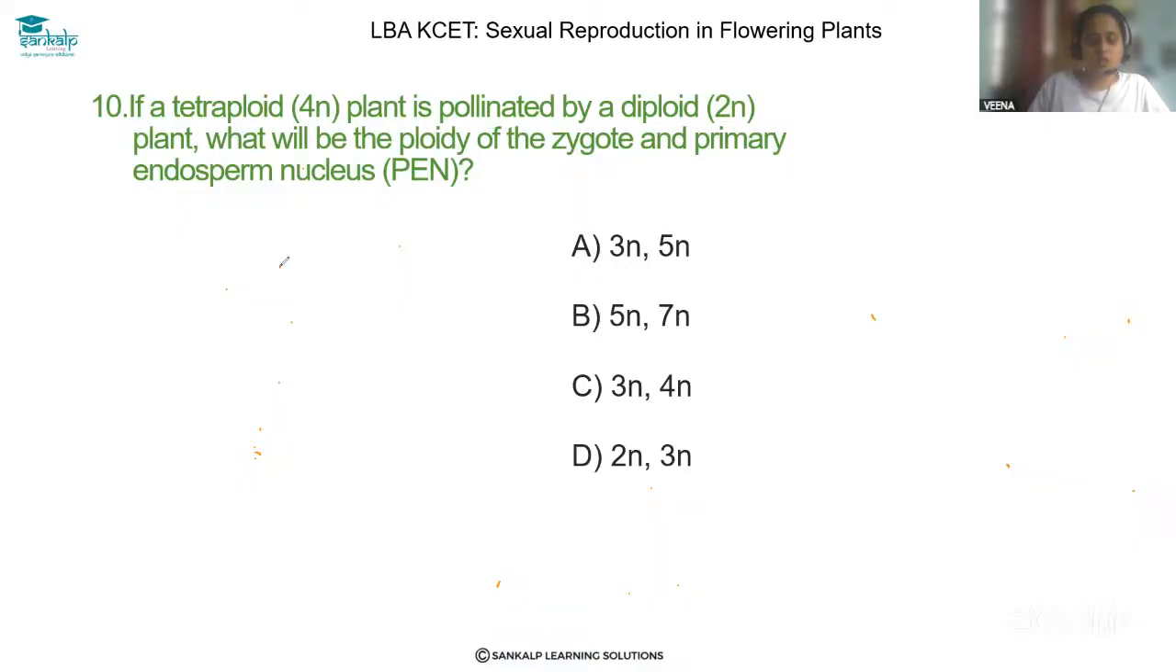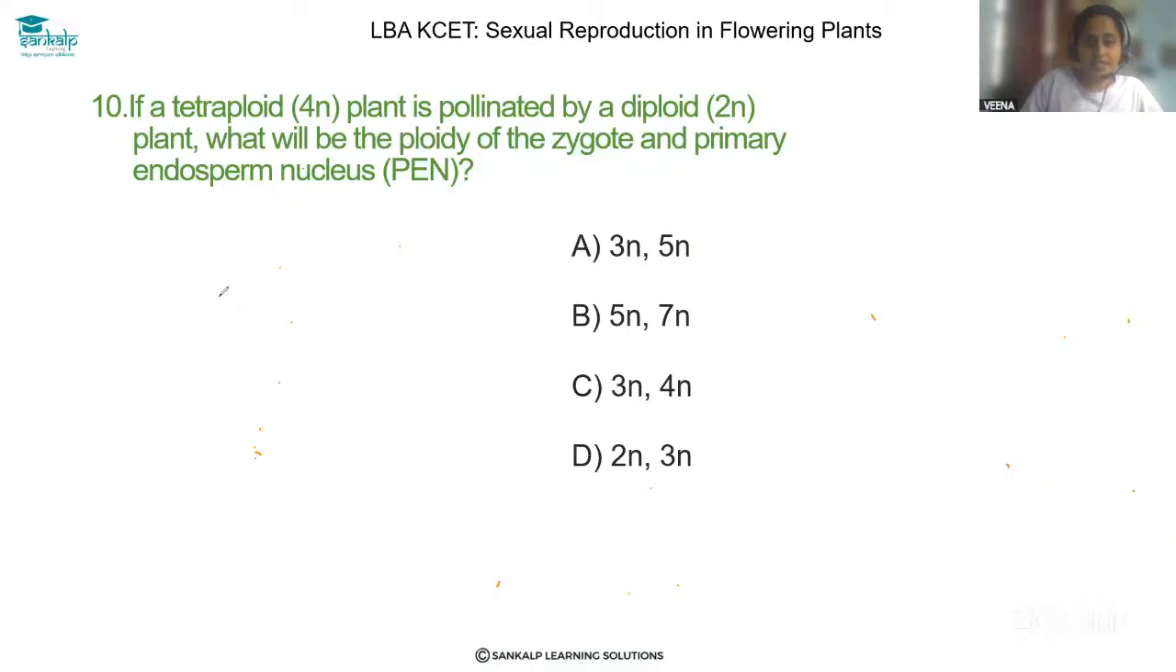Let's solve question 10. If a tetraploid plant is pollinated by a diploid plant, what will be the ploidy of the zygote and primary endosperm nucleus? So it is a calculation. Let me explain properly.